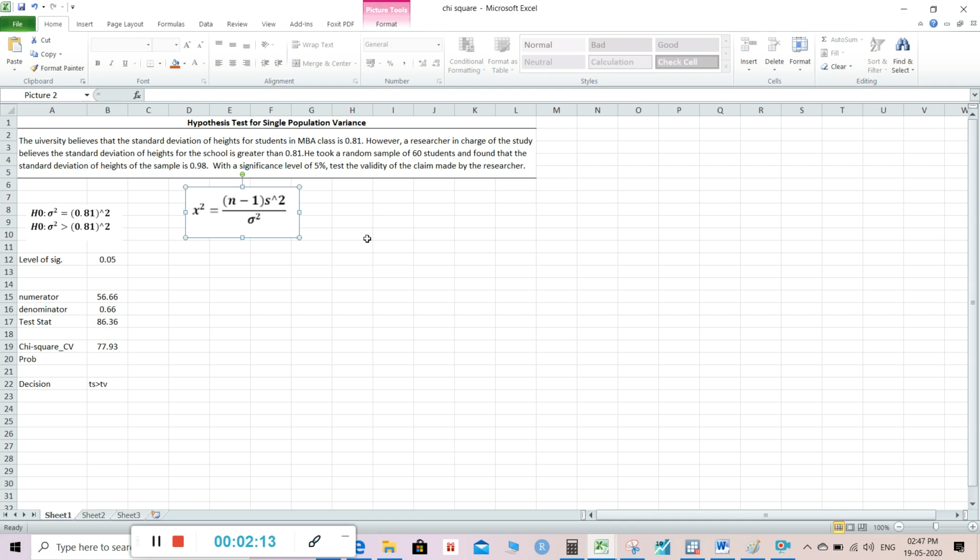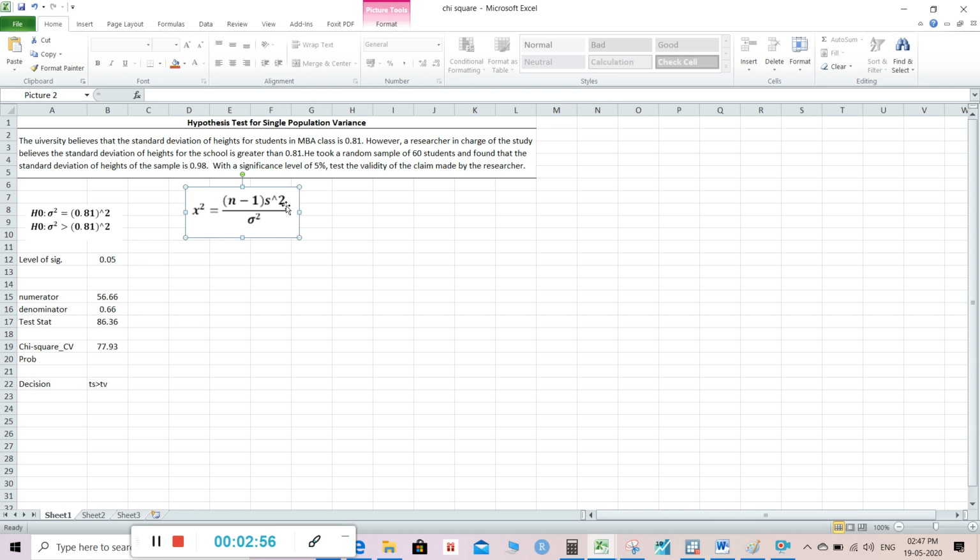And coming to the test statistic formula, the chi-square test statistic formula is like this. N minus 1, that is the degrees of freedom, where N stands for sample size, multiplied with S square. S stands for standard deviation, and S square is nothing but the variance. It is a small s, so that basically stands for the sample variance. So S square stands for sample variance, divided by sigma square. Sigma square is the population variance.